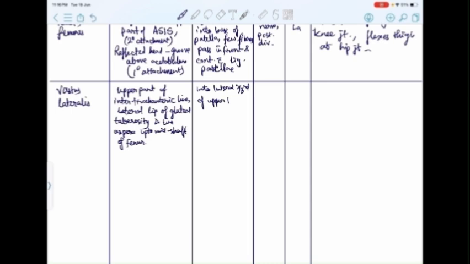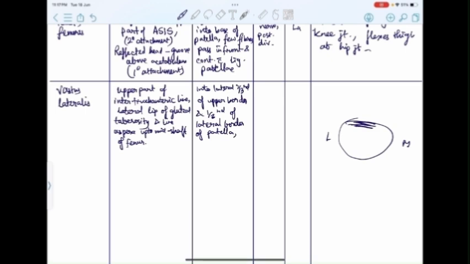Insertion: into the lateral two-thirds of the upper border and one-third of the lateral border of the patella. I hope you remember the insertion. The patella was like this, this was the rectus femoris, this was the vastus intermedius. This is the lateral side and this is the medial side. So into the lateral two-thirds of the upper border, like this, and one-third of the lateral border of the patella. And then the vastus medialis was like this, very small over here and very large over here. Let's just erase it now.